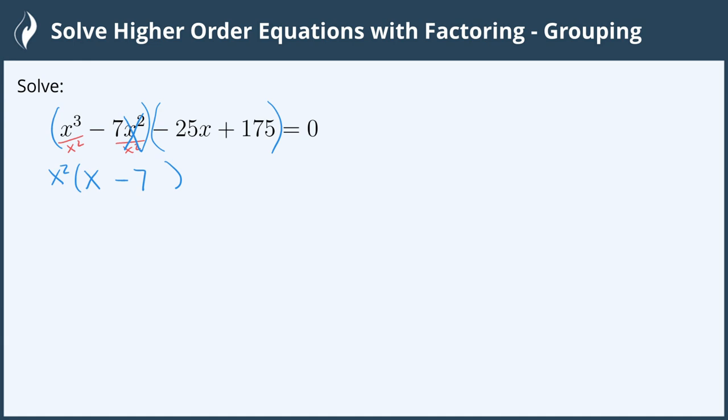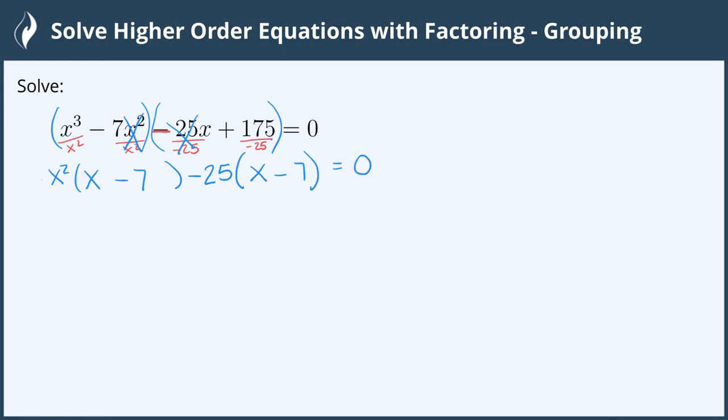Now we look at the second 2 terms, and I have minus 25x plus 175. The greatest common factor here is 25. However, because I have this negative sign, I'm going to factor out a negative 25 from both terms. The first term is like dividing by negative 25, and a negative 25 divided by negative 25 is 1, and 1 times x is just x. Or you can say that it cancels, and you're just left with the x. Positive 175 divided by negative 25, because that's what we're doing, leaves us with a negative 7. And this still equals 0.